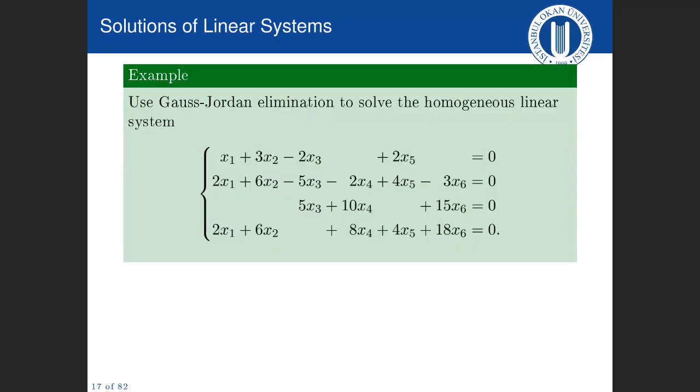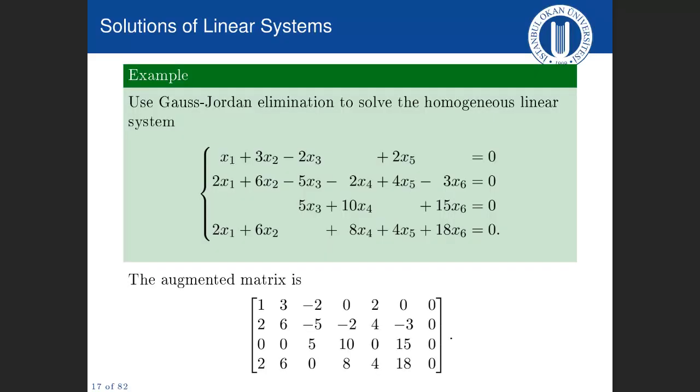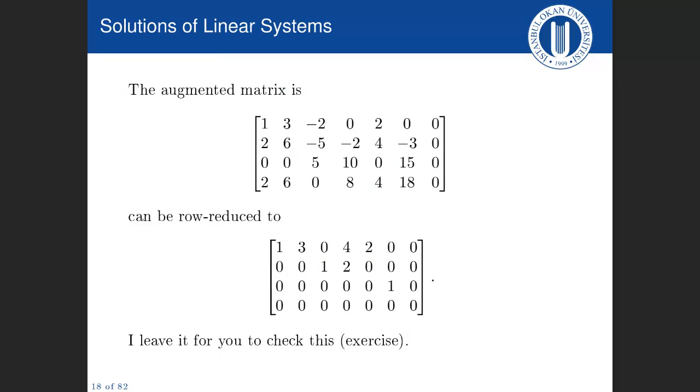For example, use Gauss-Jordan elimination to solve this homogeneous linear system. We need an augmented matrix, and then we're going to reduce this augmented matrix. But now I'm going to leave this for you to do. This augmented matrix can be row reduced to this one. But I'm leaving that for you to check.